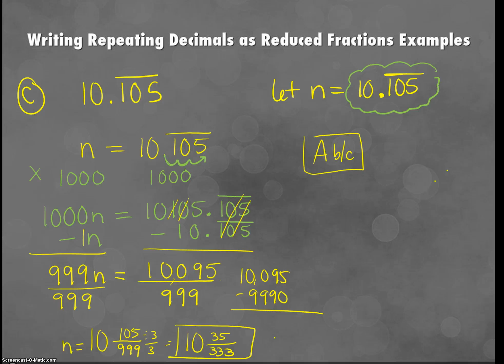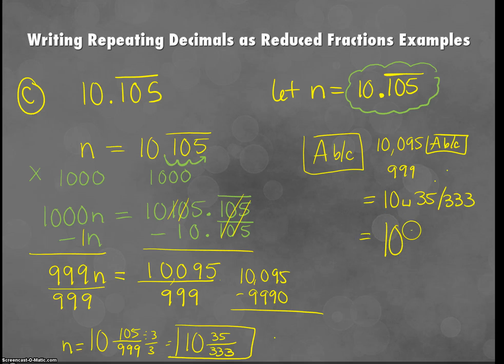If you do have an ABC button, a faster way to do this is by taking your numerator, 10,095, and then hitting your ABC button, and then your denominator of 999, and it'll spit out your mixed number right away. You'll have a 10, and then you have a little unit thing that looks like that, and then 35 fraction bar 333, and then you need to make sure you write it as a mixed number, 10 and 35 out of 333 is equivalent to this decimal.